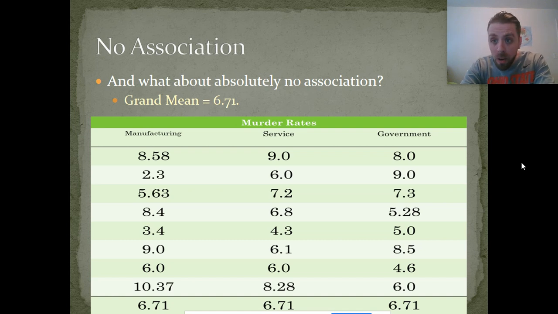How do we know there's no pattern between the groups here? Well, the manufacturing group mean is identical to the service group mean, is identical to the government group mean, which is identical to the grand mean of 6.71. That's the value for all 4 of your means here.